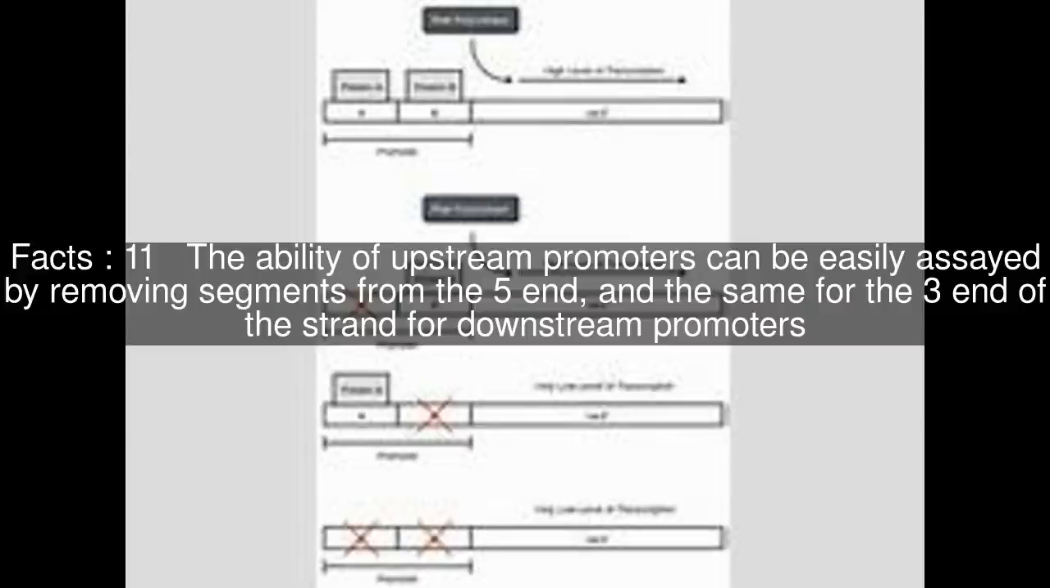The ability of upstream promoters can be easily assayed by removing segments from the 5' end, and the same for the 3' end of the strand for downstream promoters.